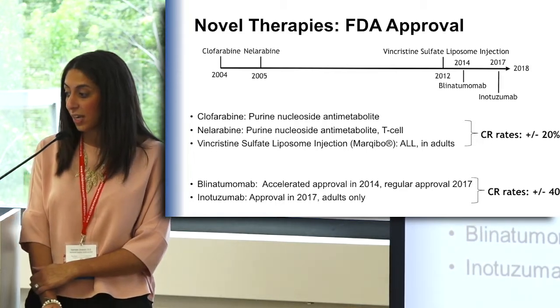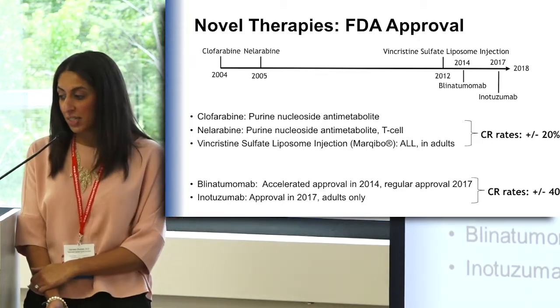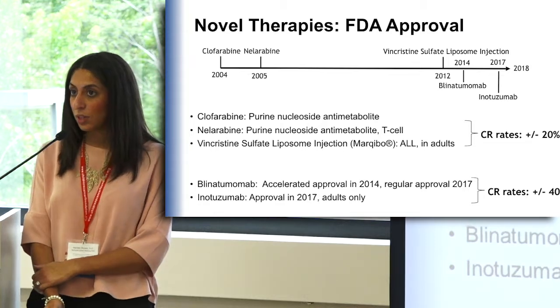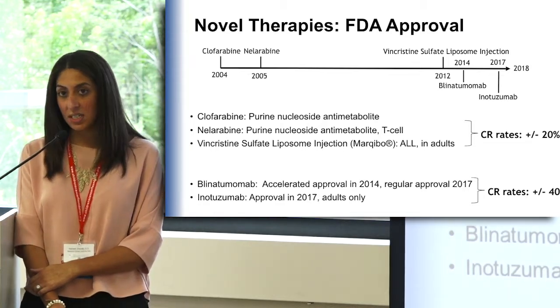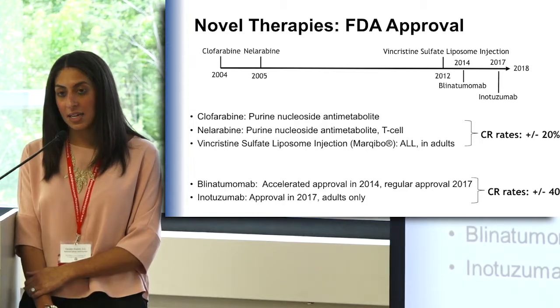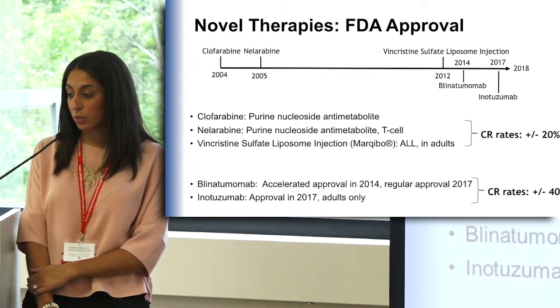And then blinatumomab comes on the scene and has accelerated approval in 2014, and then gets regular approval by the FDA in 2017. And this is one of the first immunomodulatory medications that has an FDA indication for pediatric leukemia.